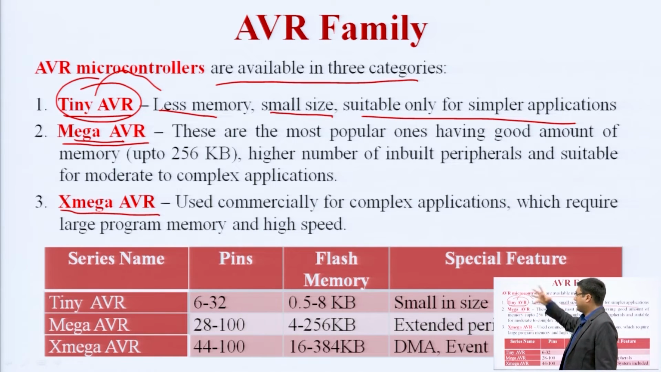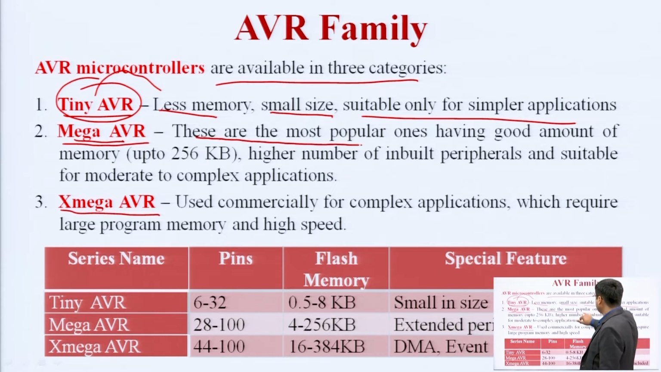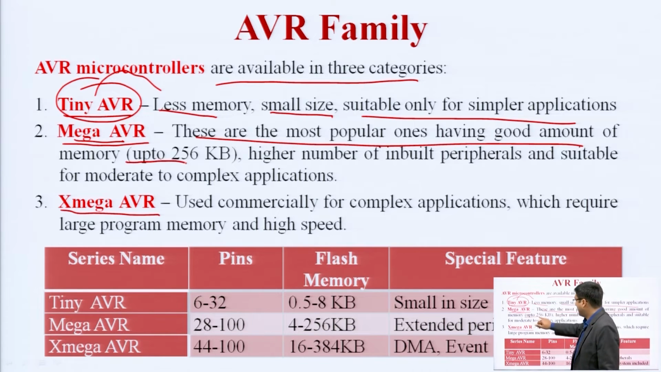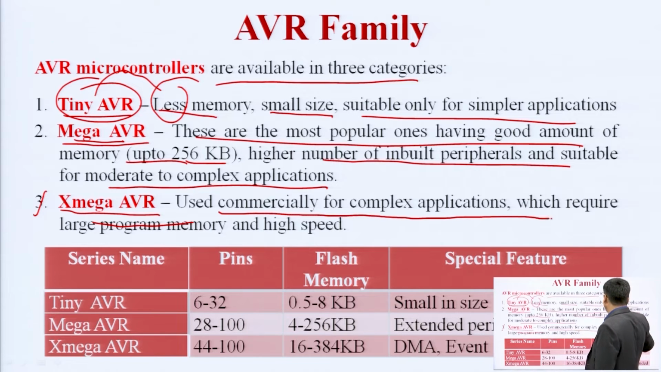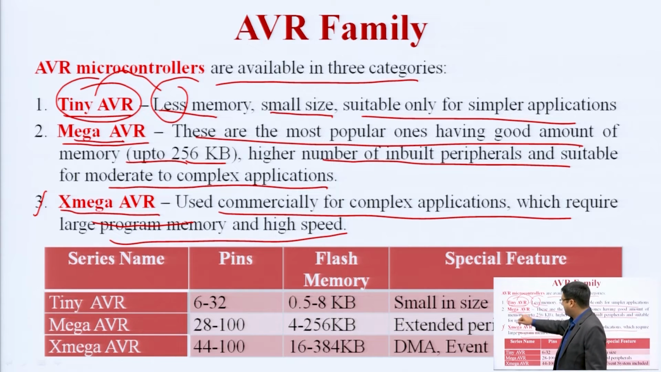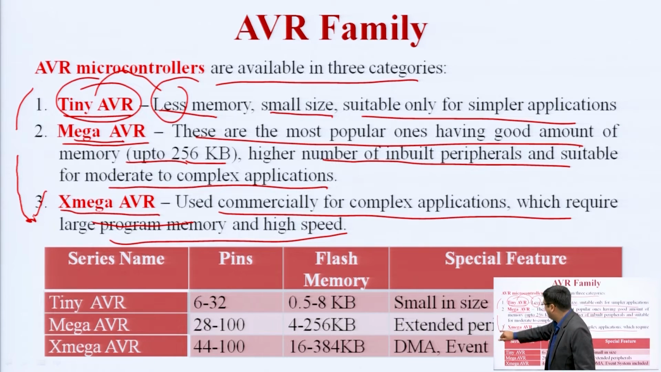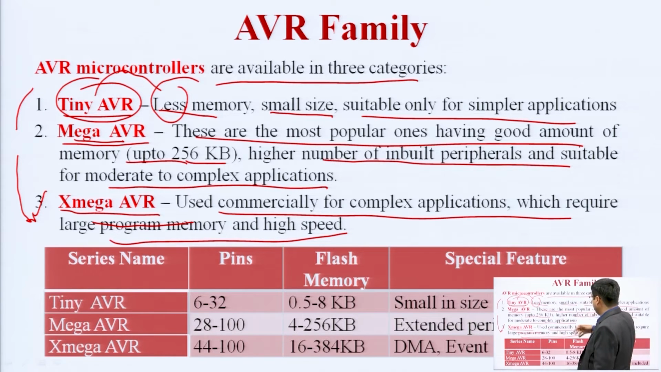Mega means something greater than its basic unit, something bigger. Basically these are the most popular ones, having a good amount of memory. Memory is expandable. Tiny AVR has less memory, but Mega has memory up to 256 kilobytes, a higher number of input peripherals, and is suitable for moderate to complex applications. After that there is the third category, the Xmega AVR. Xmega is used commercially for complex applications which require large program memory and high speed. So Xmega AVR has more memory, more pins, and a larger size as compared to the other two categories.